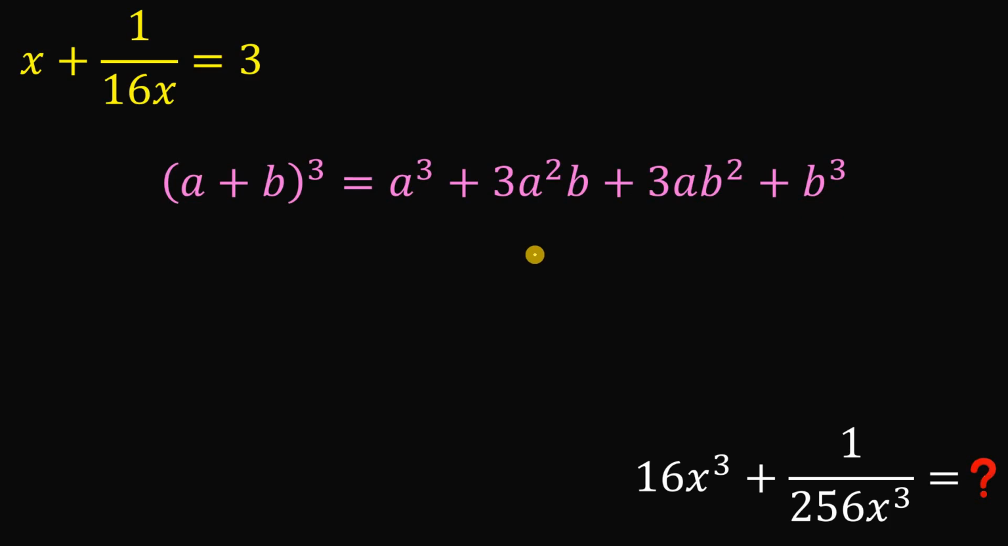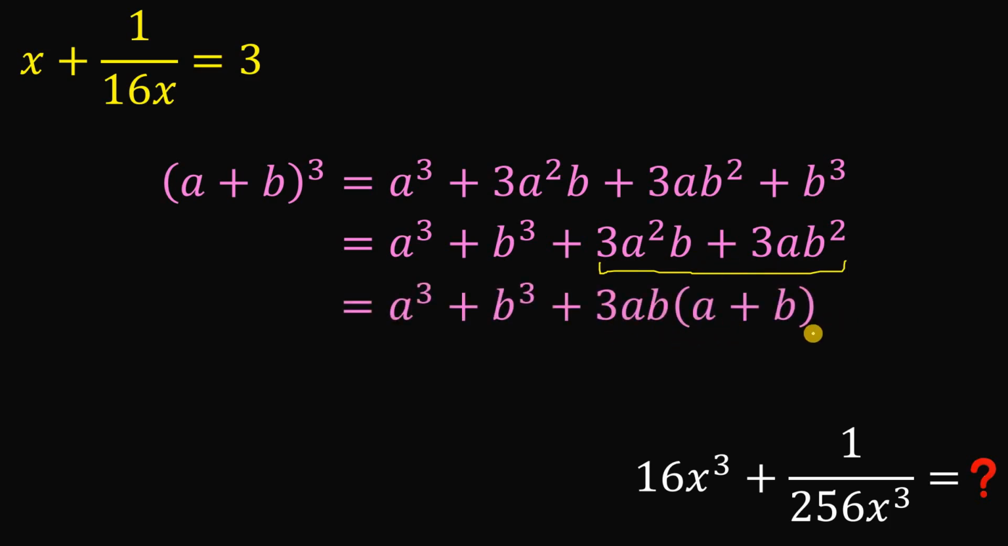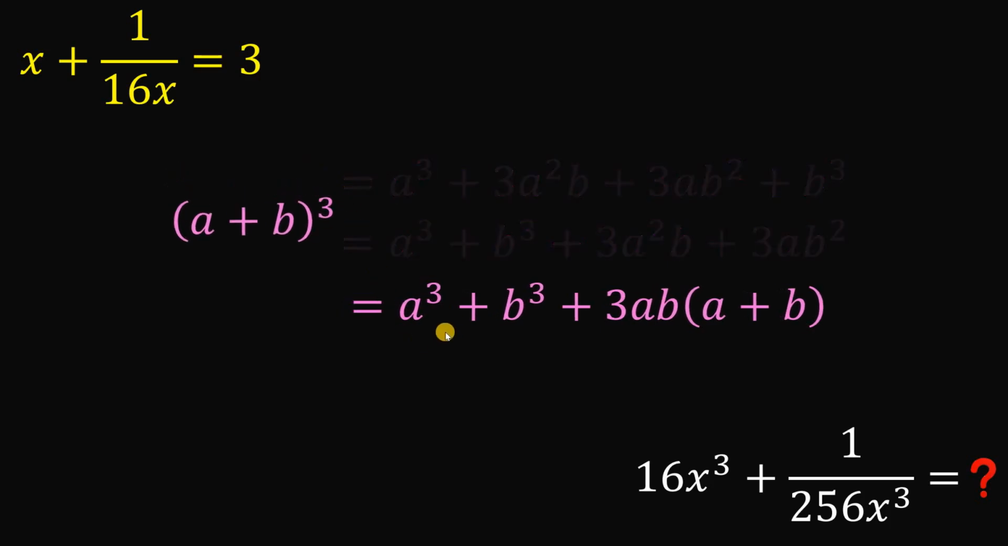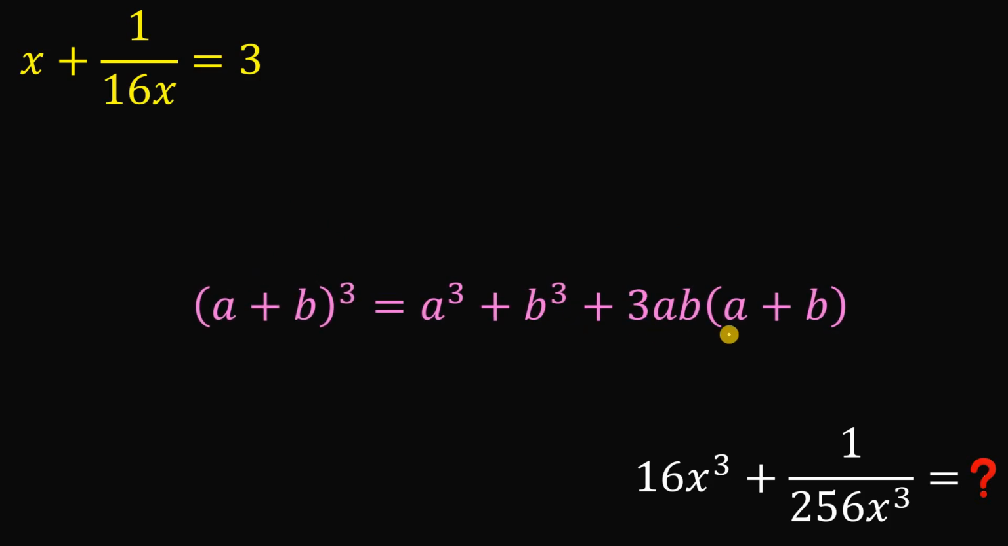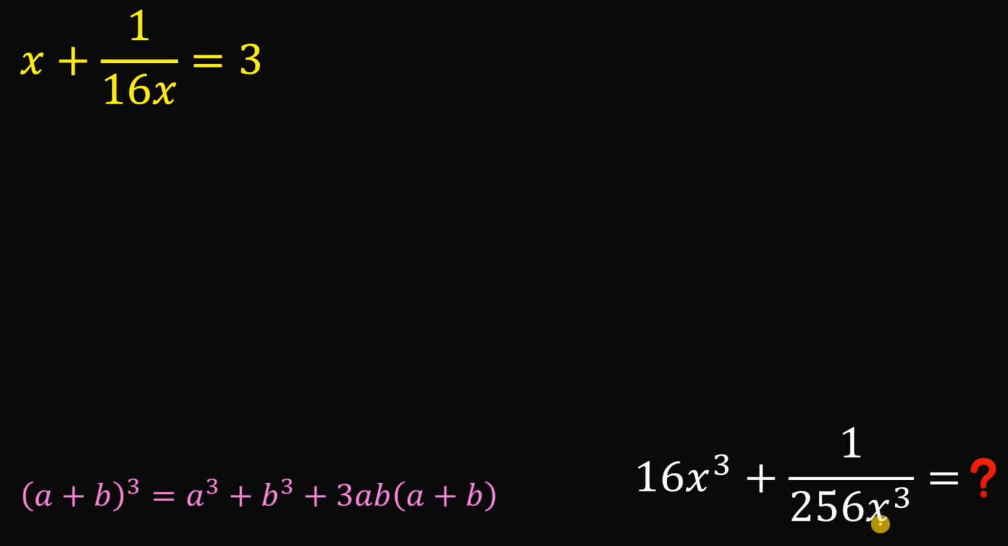Now, if we rearrange some terms a little bit, we have a cubed plus b cubed plus 3a squared b plus 3ab squared. And now, we can factor out the common factor of 3ab in these two terms. If we do that, we get 3ab multiplied by a plus b. And a plus b raised to the power of 3 is also equivalent to a cubed plus b cubed plus 3ab multiplied by a plus b. This is a very helpful identity. Now, let's use this to find the value of 16x cubed plus 1 over 256x cubed.